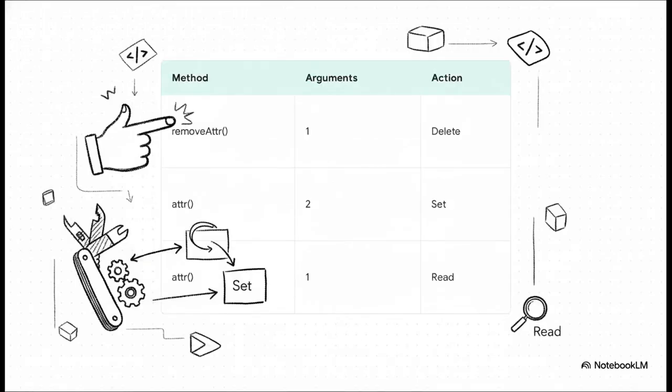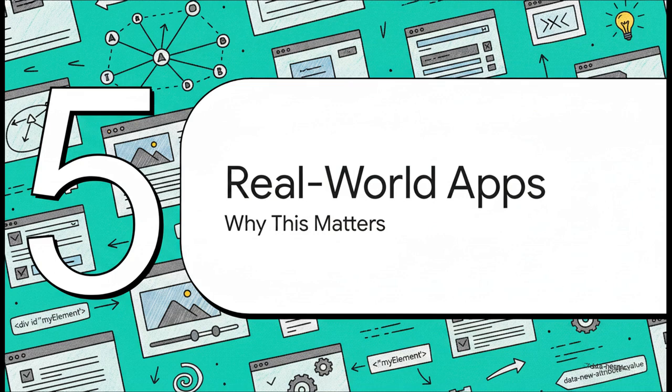To lower the cognitive load a bit, I've put together this ultimate cheat sheet summarizing the exact syntax logic we've built so far. Notice how remove attribute takes just one argument to delete. The attribute multi-tool takes 2 arguments to set a new value and just 1 argument to read an existing value. If you can lock this logic into your mind, you will literally never get confused about how to manipulate HTML attributes again. Wrapping up with Section 5, Real-World Applications.